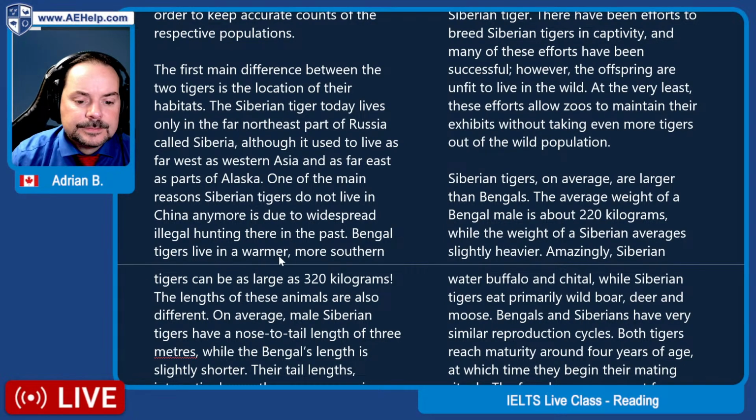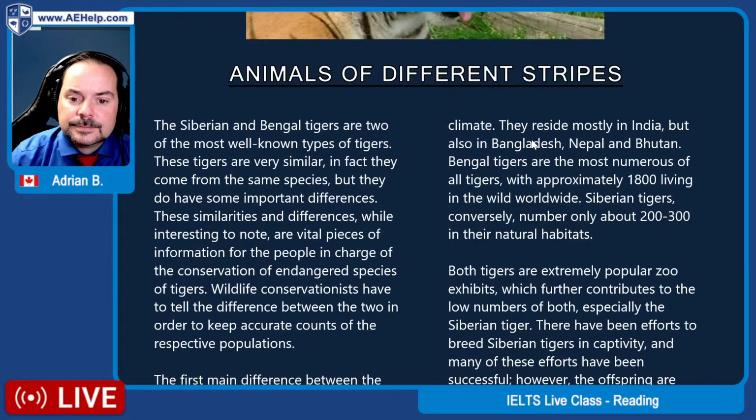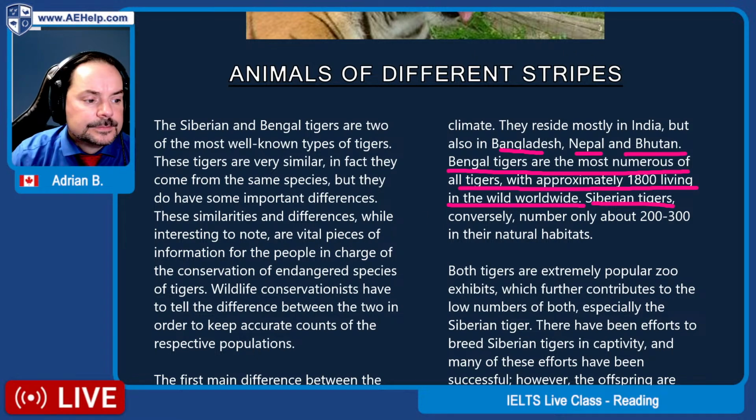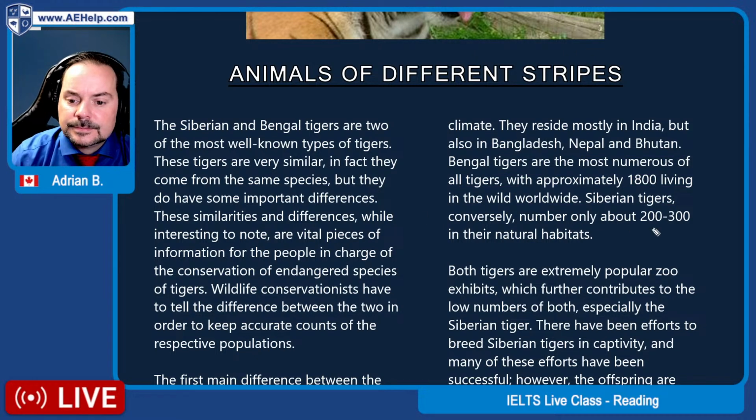Bengal tigers live in a warmer, more southern climate. They reside mostly in India, but also in Bangladesh, Nepal and Bhutan. Bengal tigers are the most numerous of all tigers, with approximately 1,800 living in the wild worldwide. Siberian tigers, conversely, number only about 200 to 300 in their natural habitats.